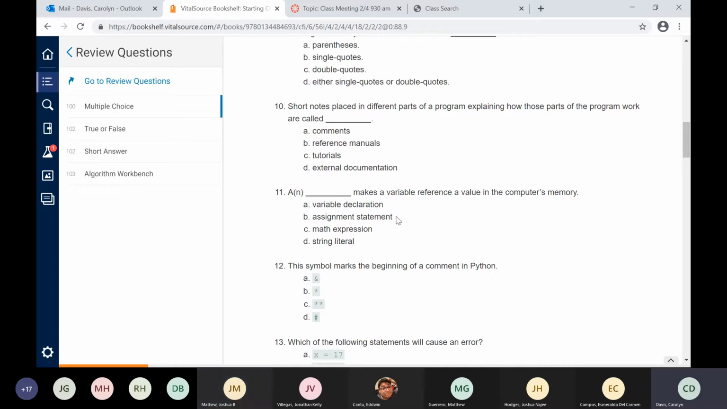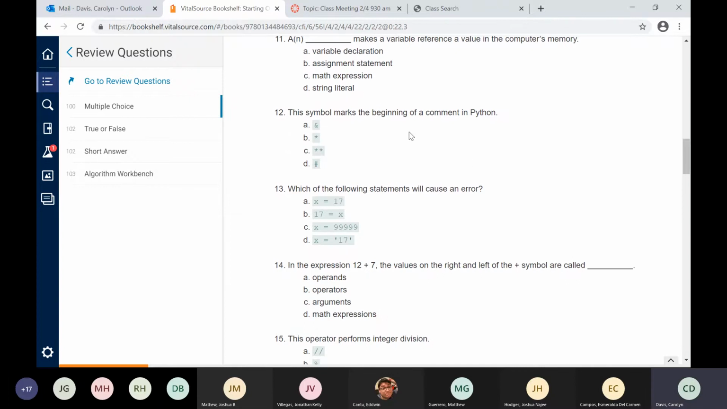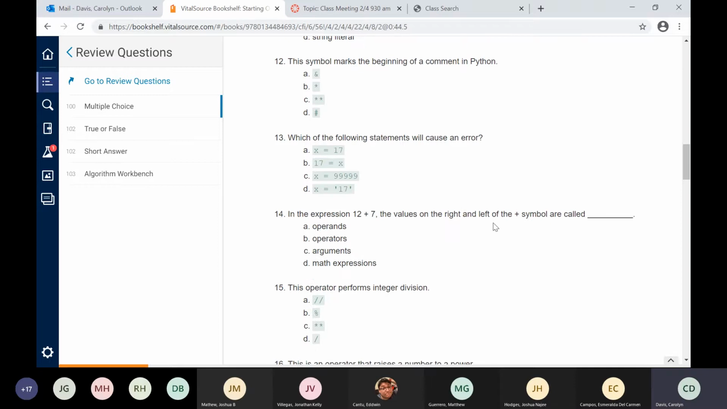Number 11, an assignment statement makes a variable reference a value in the computer's memory. 12, this symbol marks the beginning of a comment. That's hashtag, #. D. Which of the following statements will cause an error? So we have 17 equals x, B. You can't have a number equal something for a couple of reasons. It has to be a variable on the left side, and you can't change the value of a number anyway. 17 is always 17.